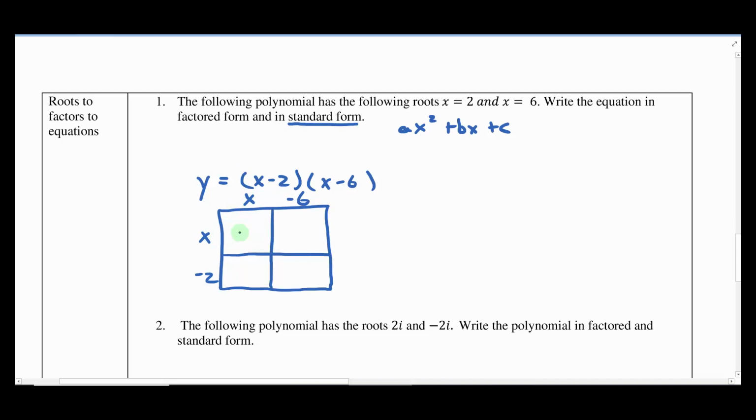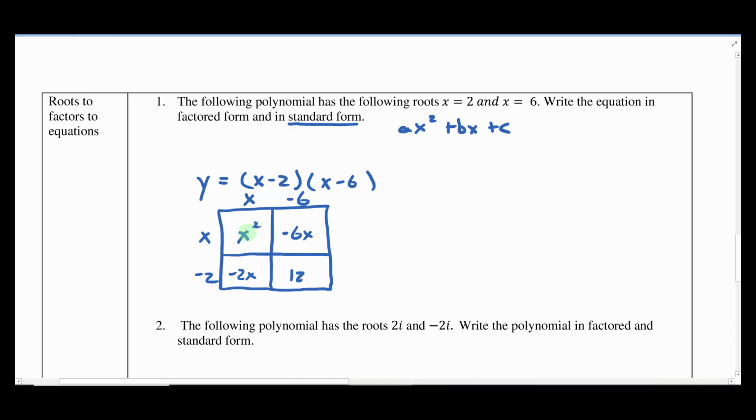We got x times x, that's x squared. x times negative 6 is negative 6x. And then x times negative 2 is negative 2x. And then negative 6 times negative 2 is a positive 12. Don't let those negatives trip you up. A negative times a negative is a positive.